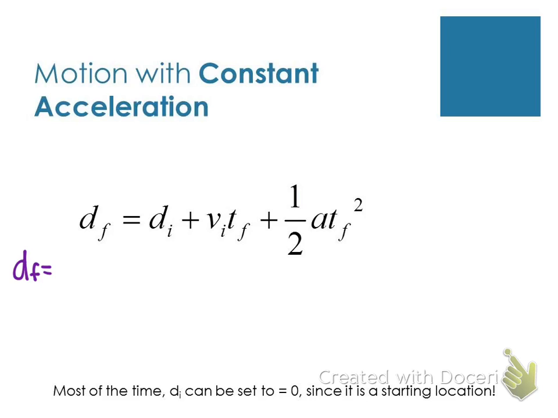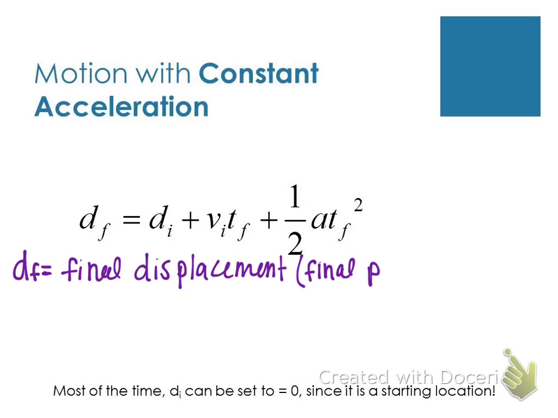Okay, tell me what d sub f stands for. Final what? Final distance or displacement? Yep. Final displacement. And the reason that we have to make sure to include displacement is because d sub f can be negative. We can have a sign there. Okay? What d sub f is really is our final displacement or our final position. You can think of it like that, final position. How far we are from where we started.